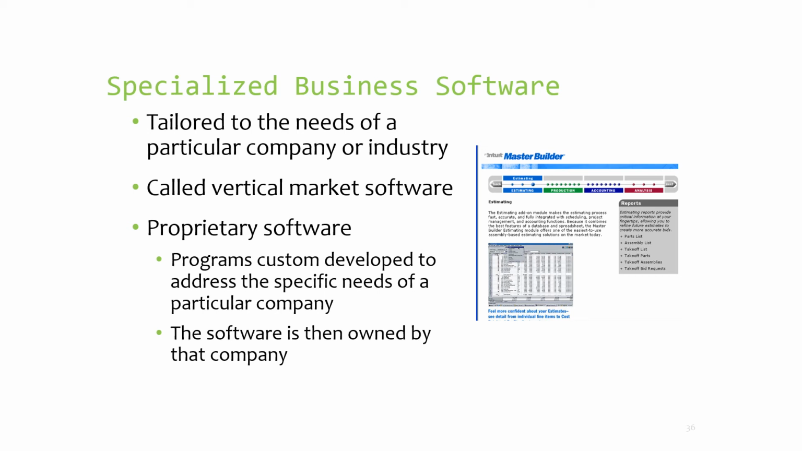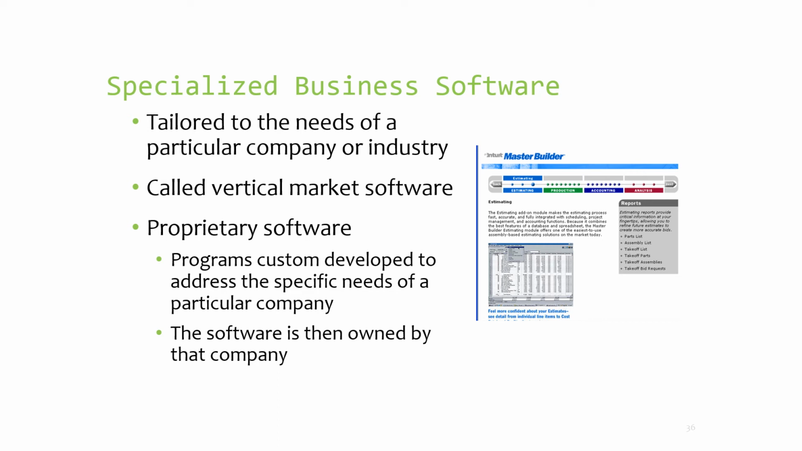Some software applications are tailored to the needs of a particular company or industry. Such software designed for a specific industry is called vertical market software. For example, the construction industry uses software such as Intuit's Master Builder, which features estimating tools to help construction companies bid on jobs. Other examples of vertical market software include property management software for real estate professionals and library automation software for cataloging, circulation, inventory, and custom report printing at libraries.